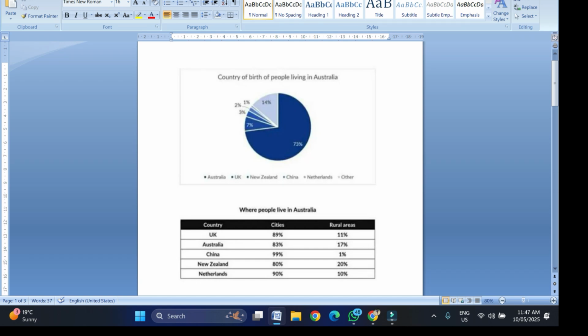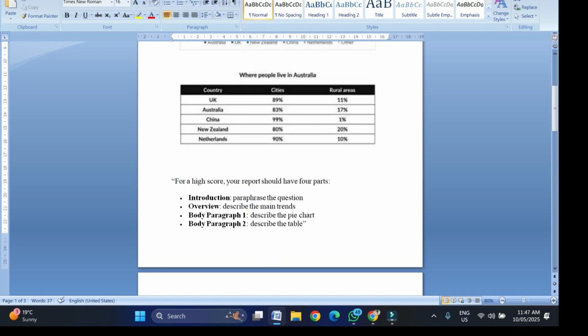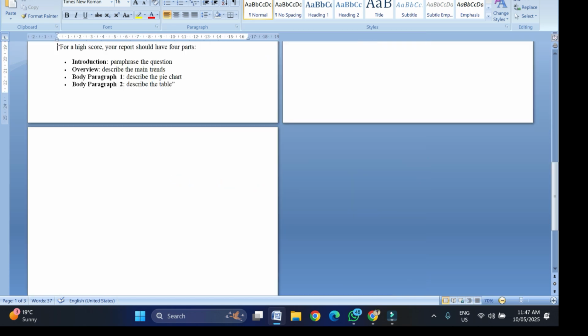So, guys, what is the structure? Here is the basic structure for all Task 1 writing tasks in IELTS. Introduction, paraphrase the question, overview, describe the main trends, body paragraph 1 and body paragraph 2. Some students write in 4 paragraphs or 3 paragraphs, not a big deal. The main thing is how you can cover everything with a minimum of 150 words, right? So let me explain how you can write it.